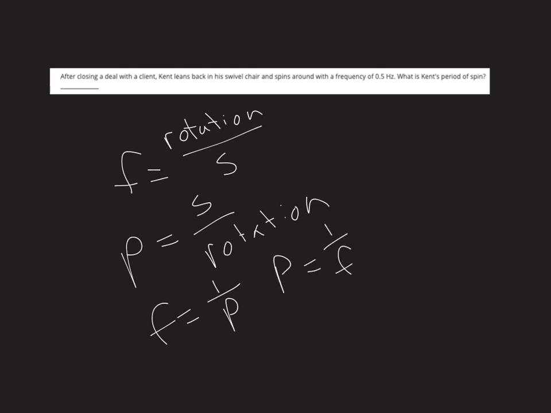So if I look at my problem, we have a frequency of 0.5 hertz. What is Kent's period of spin? So I'm just going to go period over, or sorry, 1 over 0.5 hertz, and I end up with the period equaling 2 seconds.